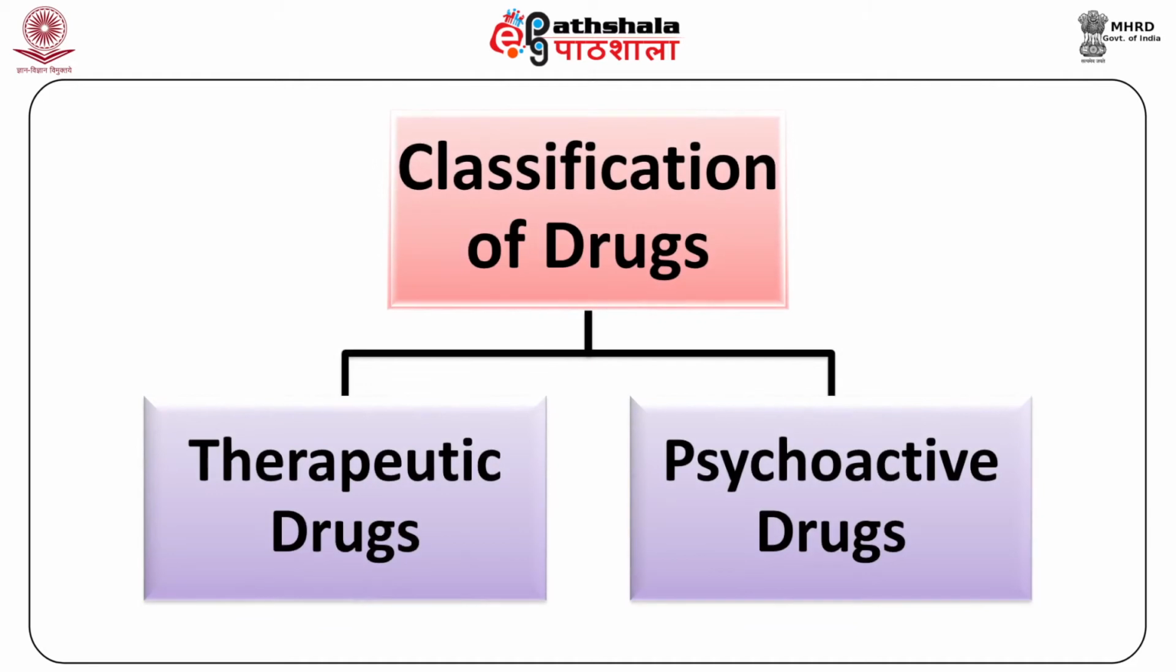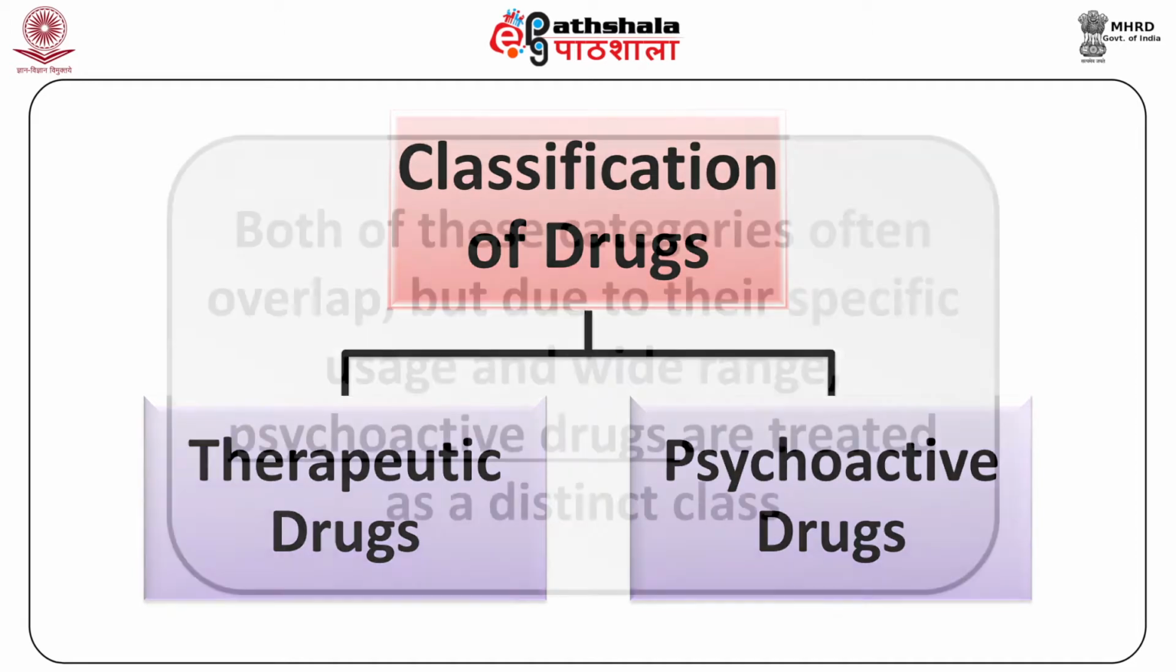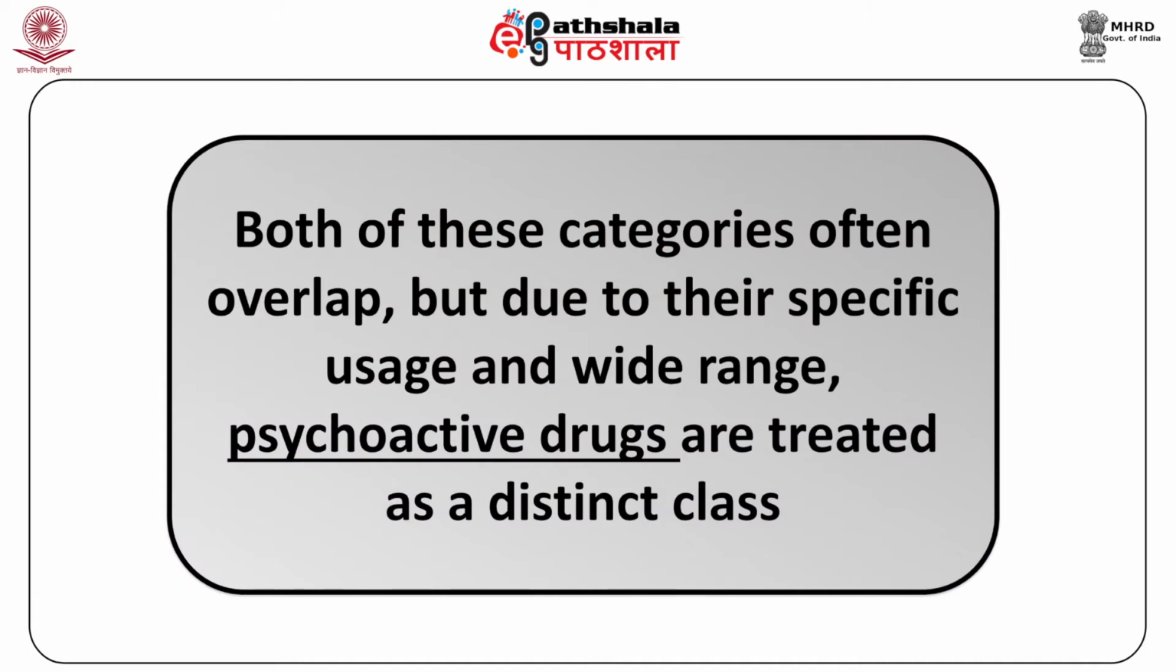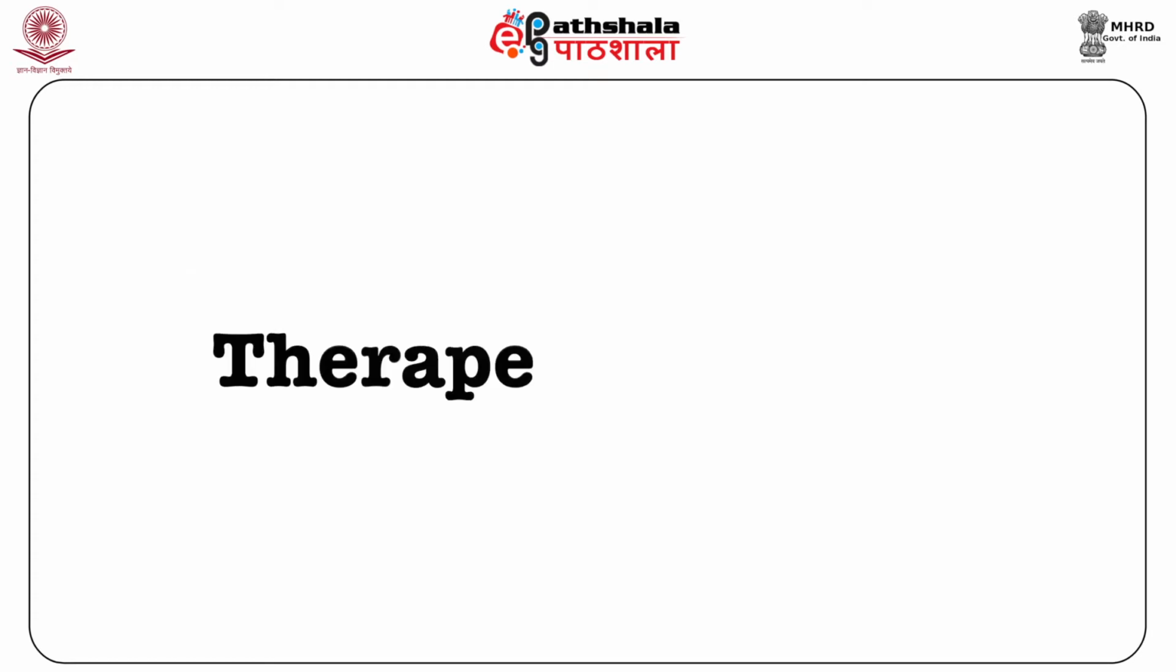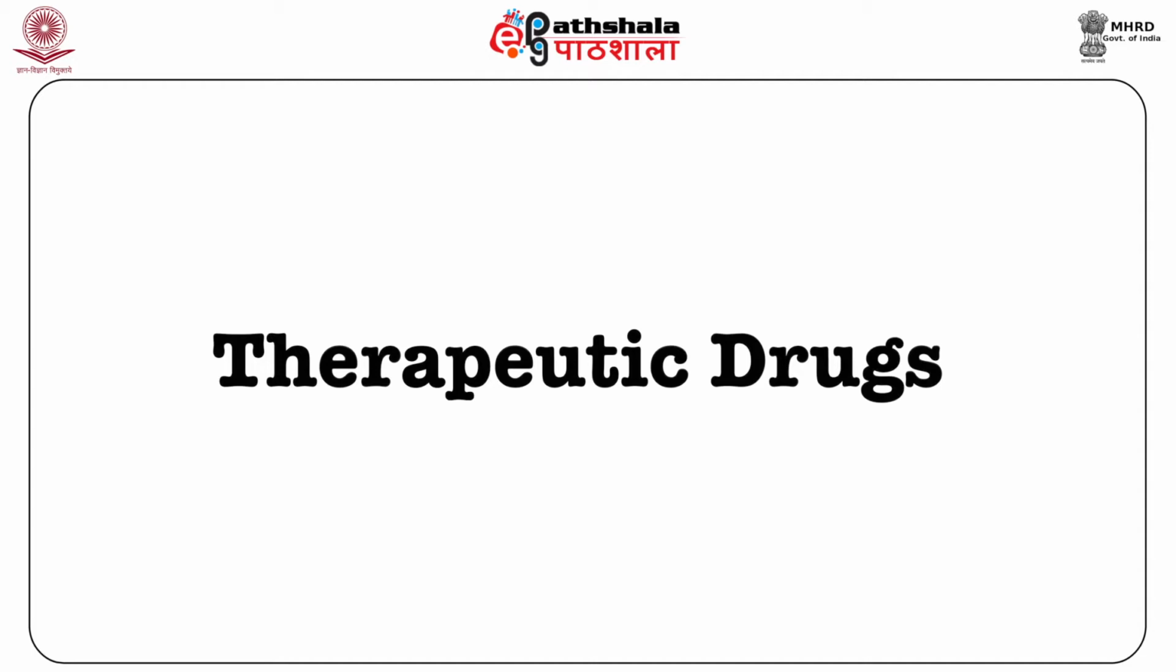On the basis of the purpose of their use, different drugs can be classified into two types. Firstly, therapeutic drugs, and secondly, psychoactive drugs. Although both of these categories often overlap, due to their specific usage and wide range, psychoactive drugs are treated as a distinct class. Let us discuss therapeutic drugs.